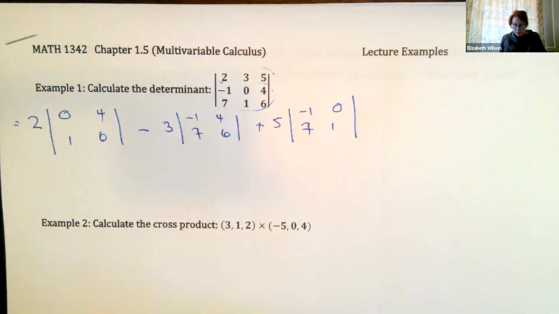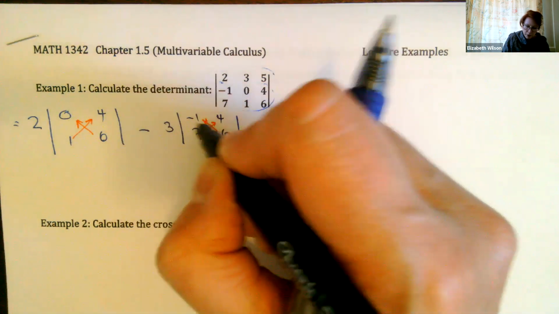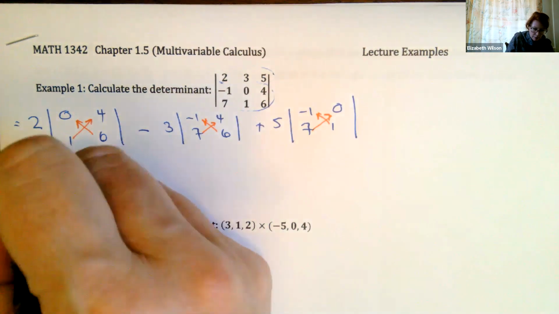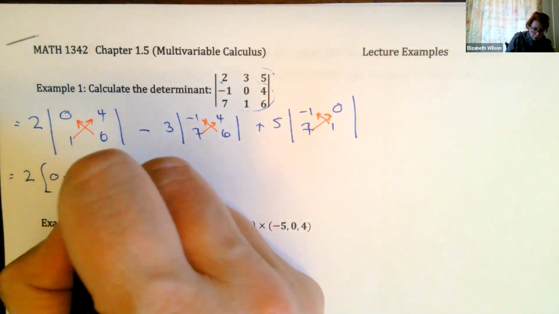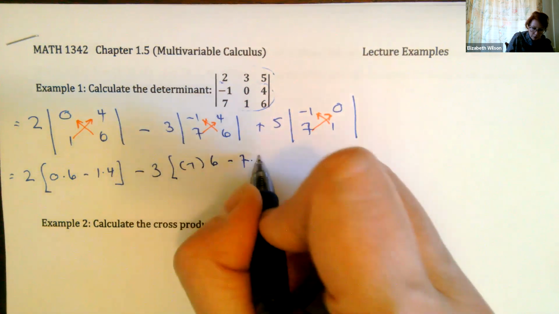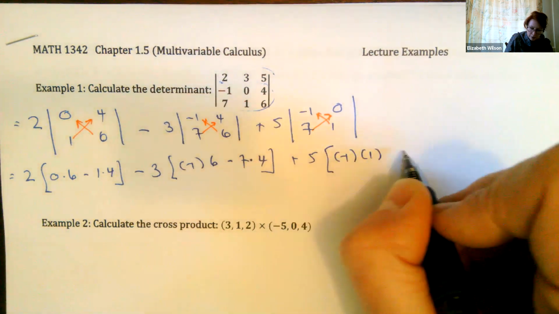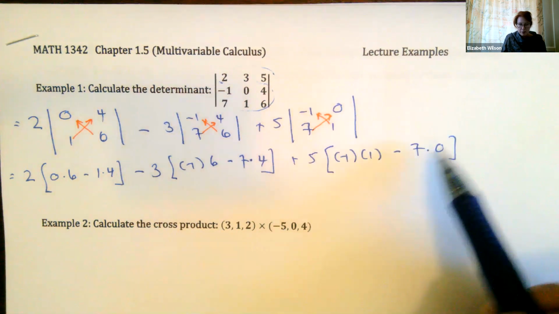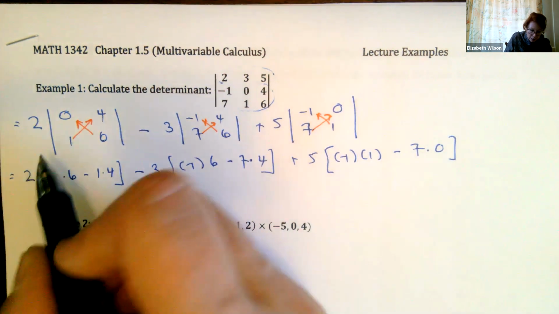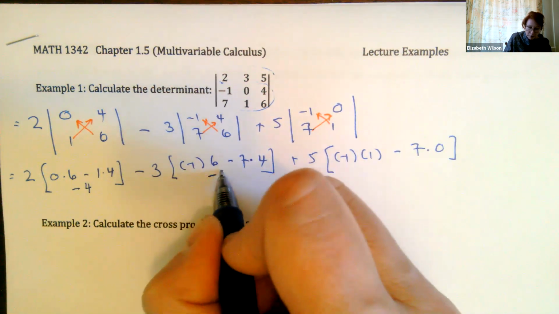Okay, and now we're gonna multiply across. You have to watch out for your negatives, right? Especially if we're subtracting. We'll write it all down so you can see. So this becomes 2 times 0 times 6 minus 1 times 4, minus 3 times, this is minus 1 times 6 minus 7 times 4, plus 5 times minus 1 times 1 minus 7 times 0. When you do it, you don't have to write out the 0 times, although it can help you, especially here. Remember, this is a minus. Okay, so this is going to be minus 4. Minus 6 minus 28 is minus 34.